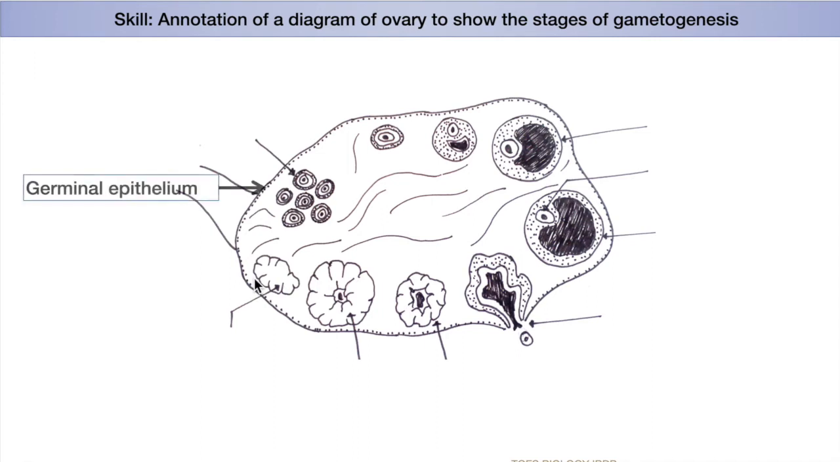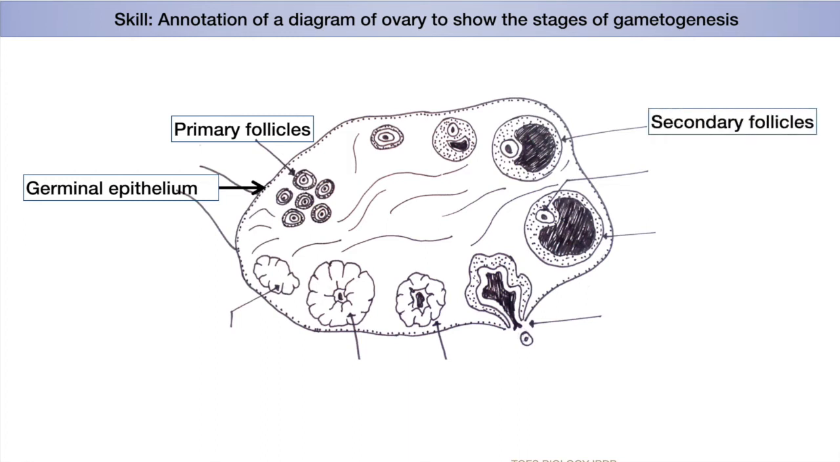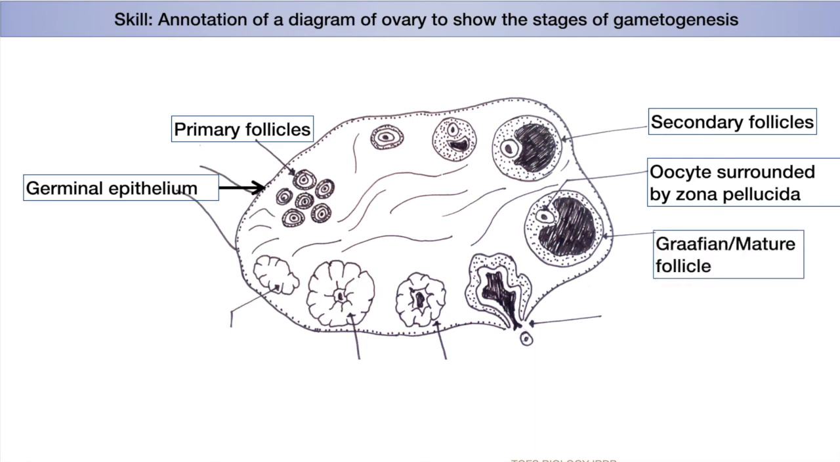The outermost row of cells consists of the germinal epithelium, which also gives rise here, similar to the seminiferous tubule, to the cells that form the primary follicles. The primary follicle then enlarges to form a secondary follicle that encloses a cavity inside. These follicles show the presence of oocytes surrounded by the zona pellucida, and it matures to form a complete mature or Graafian follicle.